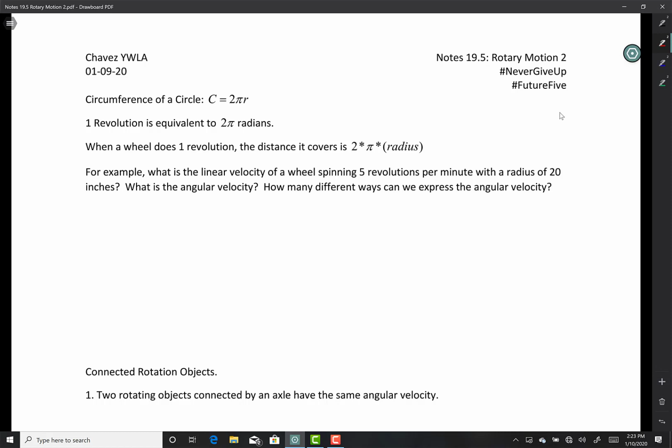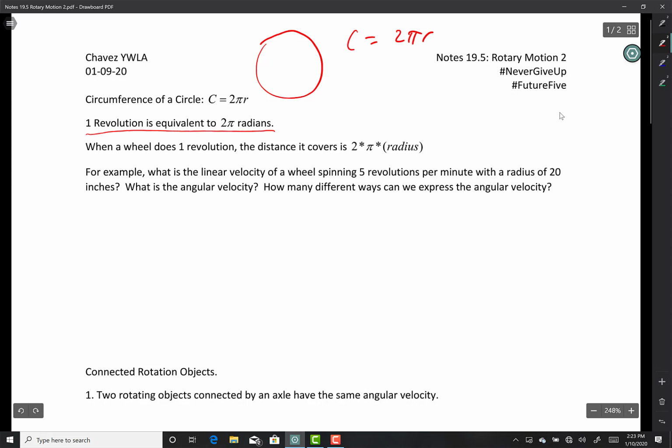All right, here we go, guys. Rotary motion, since everything we talked about this week has just been rotary motion. All right. Circumference of a circle is 2 pi r. Everyone knows that, I hope. So circumference of a circle is 2 pi r. So that means that if I go 1 revolution, I also travel 2 pi radians, but that's where that formula comes from. That's where the 2 pi radians come from. When you travel 1 revolution, you're going to travel this distance. So if this were a wheel, and I were to do 1 complete revolution, 1 complete revolution is 2 pi r.